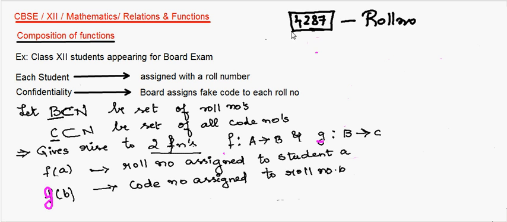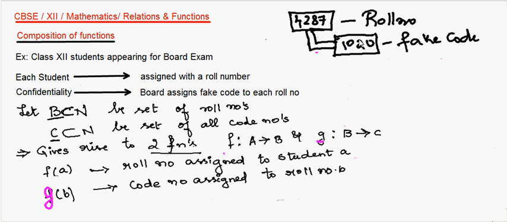Once the exam is over, before sending for evaluation, in order to have confidentiality, the board again assigns a fake code number. Some number, say 1020, which is a fake code number. It is nothing but a number used for confidentiality purposes, so that nobody can reveal the results unofficially. So for each and every roll number, a code number will be generated.